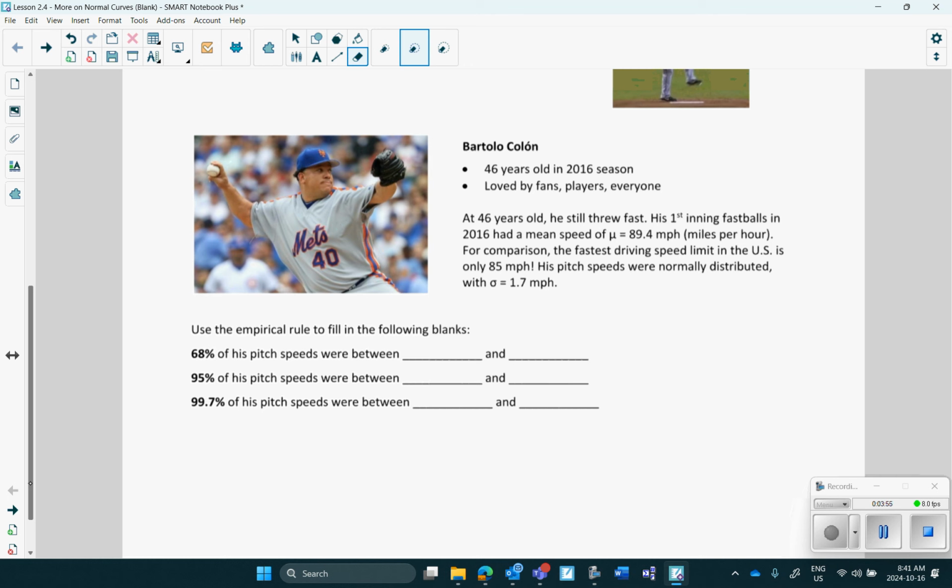So if these are the pieces of information, you should be able to answer these questions right now. 68% of his pitches were between what and what? How would you find that? Right, 89.4 minus 1 standard deviation gives us 87.7 miles per hour, and 89.4 plus 1.7 gives us 91.1.